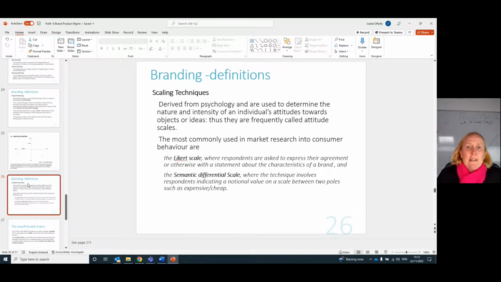So the most commonly used ones in market research are the Likert scale, and we've talked about this in the market research topic, where respondents are asked to express their agreement or otherwise. So it's usually strongly agree, agree, neutral, disagree, strongly disagree, something like that, with various statements about the characteristics of a brand. And then the other one is the semantic differential scale, where the technique involves respondents indicating a notional value on a scale between two poles. So again, they kind of have to just draw an X, perhaps on a line from one extreme to the other in whatever the question is.